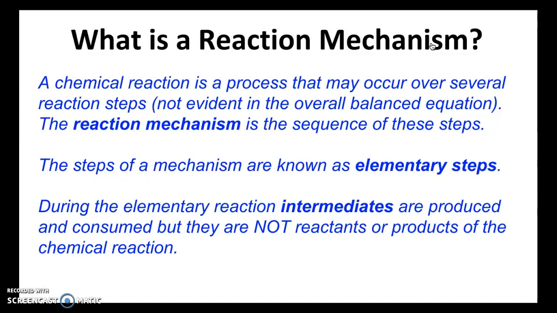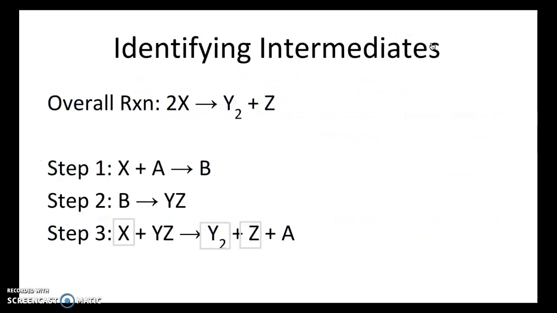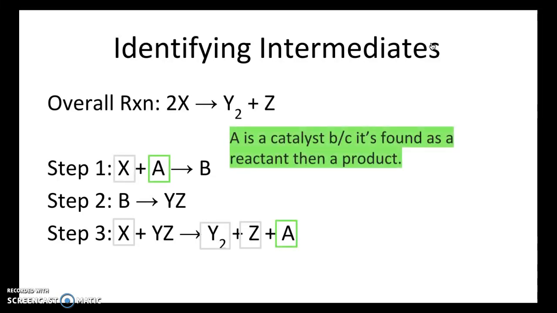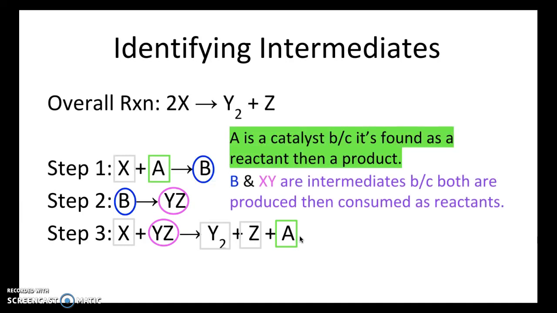During these elementary steps, we oftentimes produce and consume intermediates. And what we also learned in part 1 was how to identify intermediates and also how to identify catalysts. So A is a catalyst because it's not found in the overall reaction, so you don't see A anywhere. And in the mechanism, it's shown as a reactant first and then a product. On the other hand, B and YZ are intermediates because they're not found in the overall reaction, and they're first produced as a product and then they're consumed as a reactant. So first in step 1 you see B as a product, and in step 2, the subsequent step, it's a reactant.